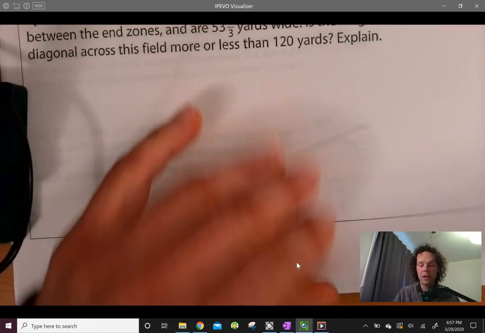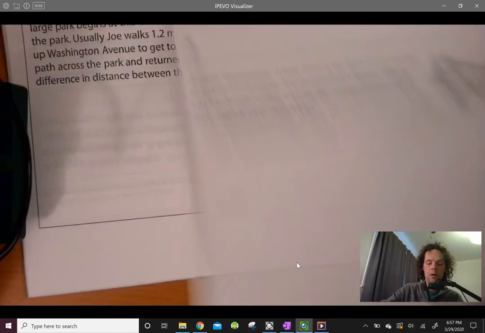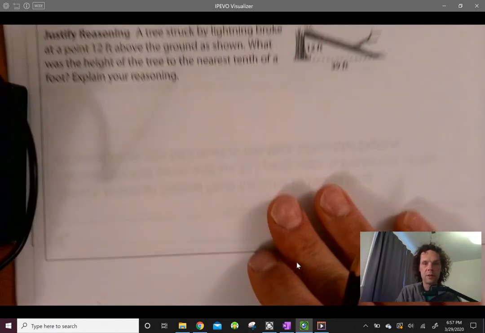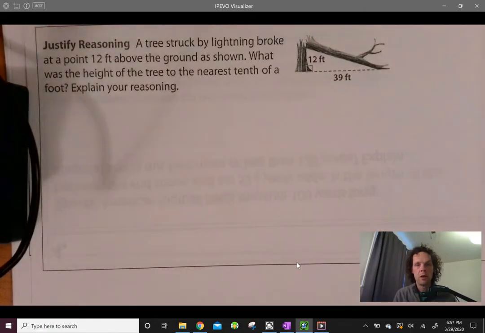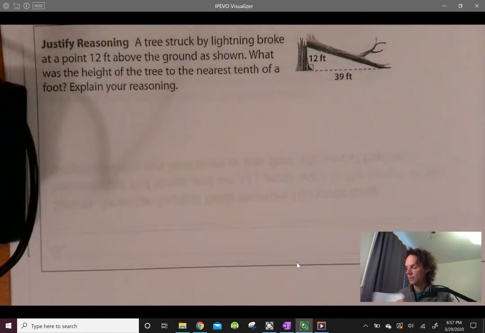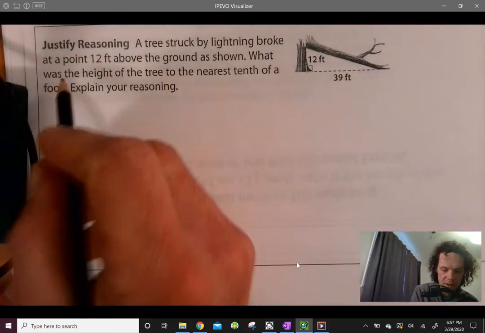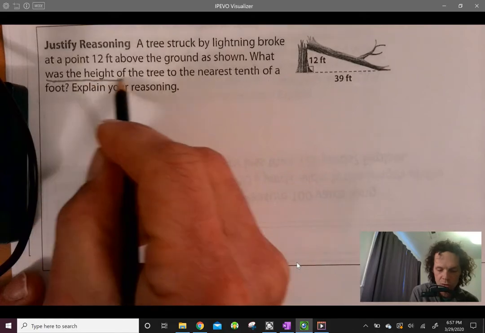Pause the video anytime you need to. We're going to keep rolling here. We're trying to justify some reasoning with this problem. A tree struck by lightning broke at a point 12 feet above the ground as shown. What was the height of the tree to the nearest tenth of a foot? Explain your reasoning. All right, so this one is asking me to find what was the height of the tree.